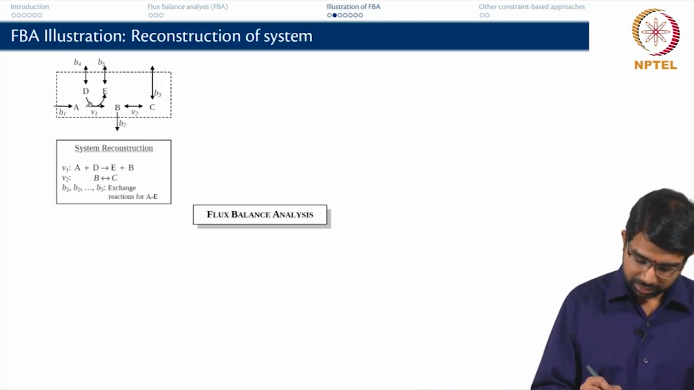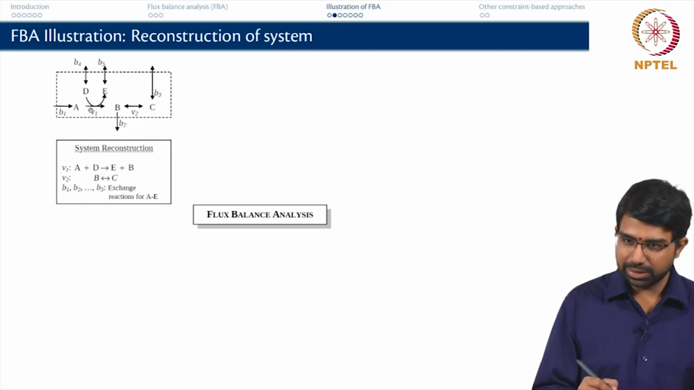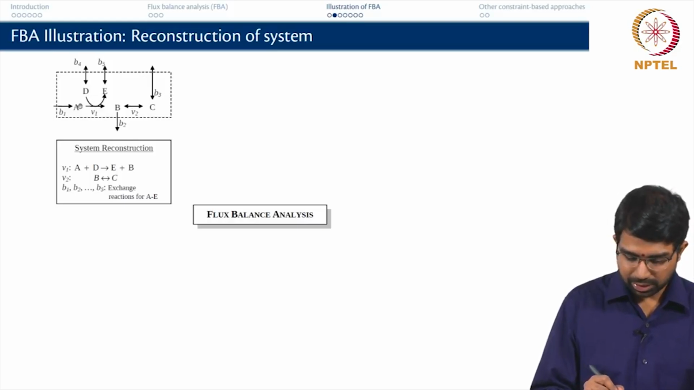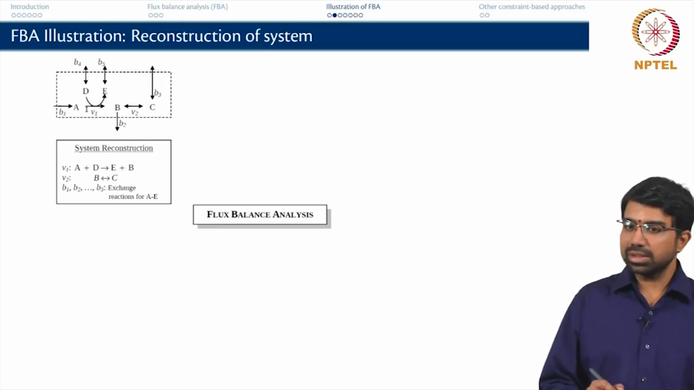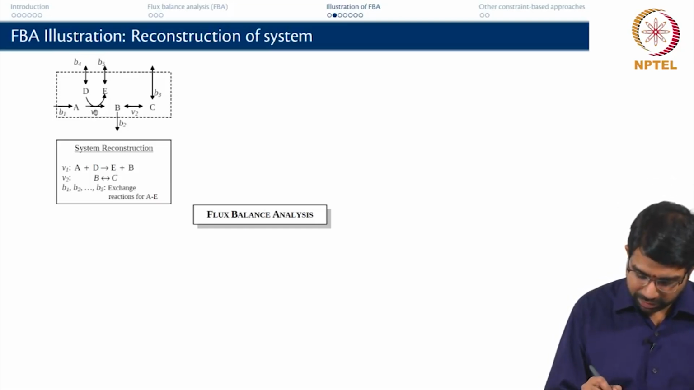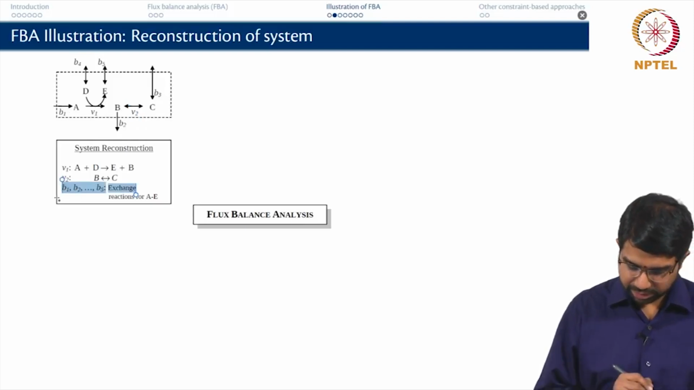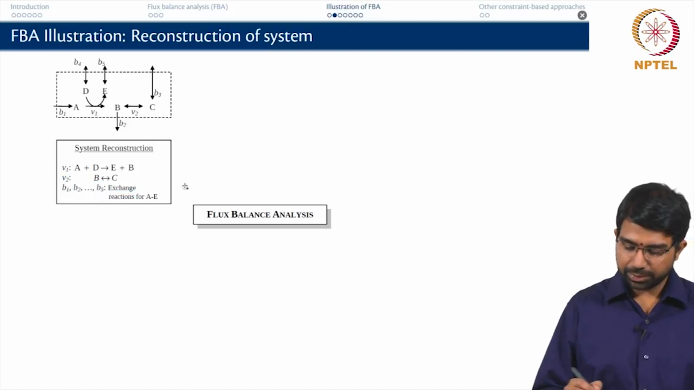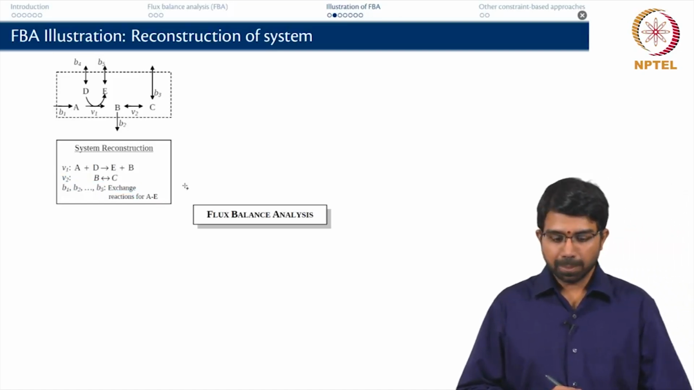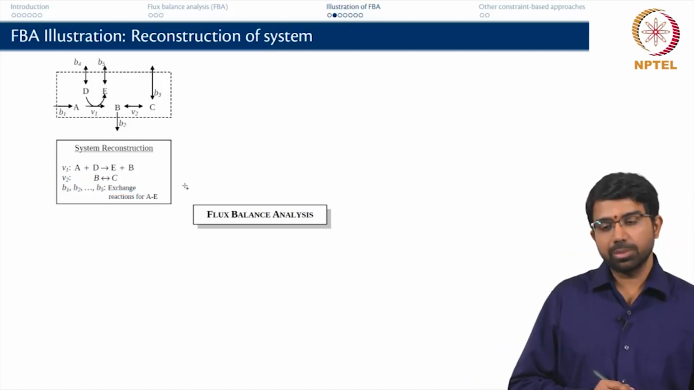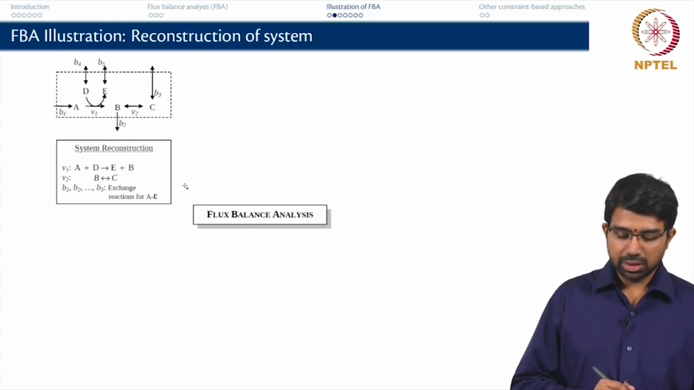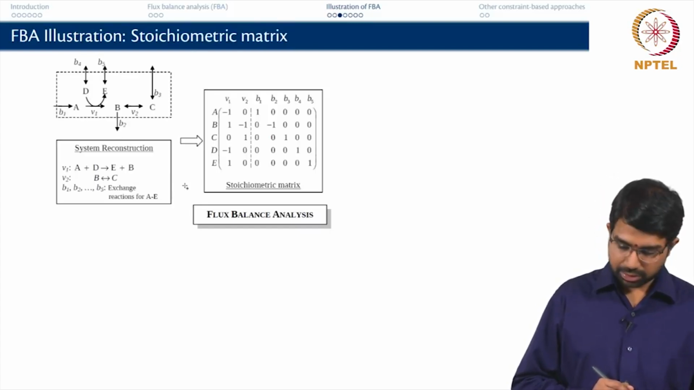This is one reaction, right? It's basically A plus D giving E plus B. This is how you normally write in biochemistry, right? ATP becoming ADP or something like that. So that makes it 7, right? So you have two internal reactions, v1 and v2, and you have a bunch of exchange reactions, b2 to b5. Fair enough? So the stoichiometric matrix will therefore be 5 cross 7. And it will look like this.